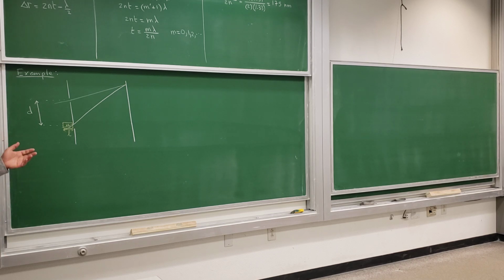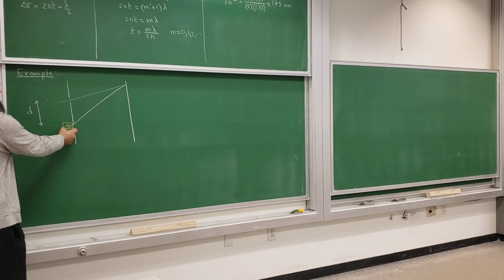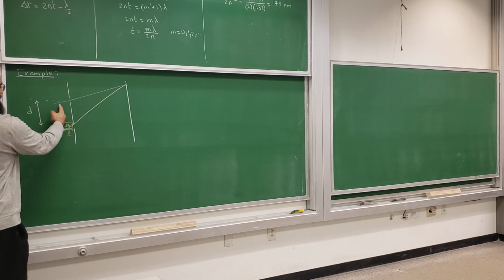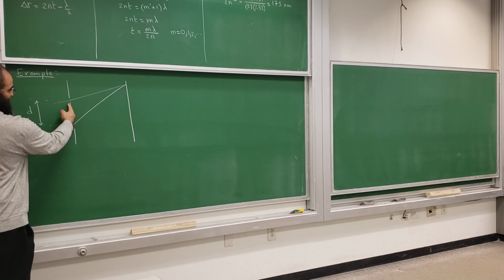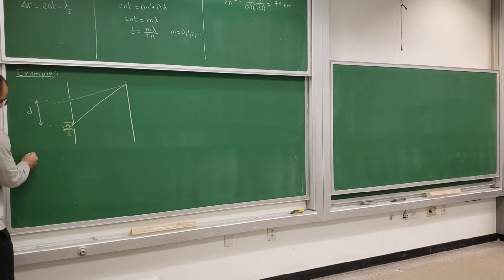Constructive, we need what? The path difference to be a multiple of lambda, right? So we need to find delta R and then set that equal to M lambda. That's what we need to do. So this one travels a distance L in air here. Before we didn't care about it because this one travels a distance L in air, this one also travels a distance L in air. But now we have this, so I need to go back all the way here. So this one travels a distance L in air. This one travels a distance L in this material. So what's the path difference?